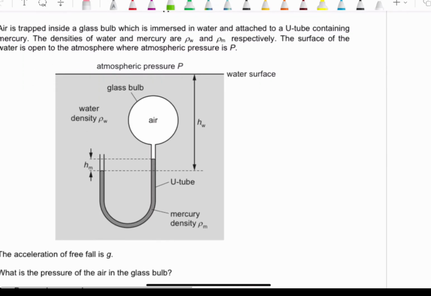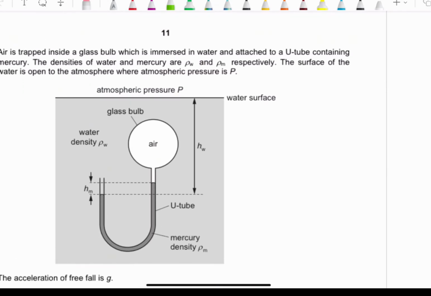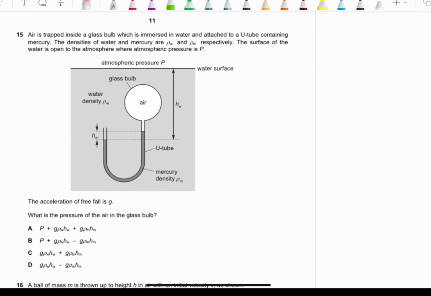Okay. Moving to question 15. A is trapped inside a glass bubble which is immersed in water. Okay.